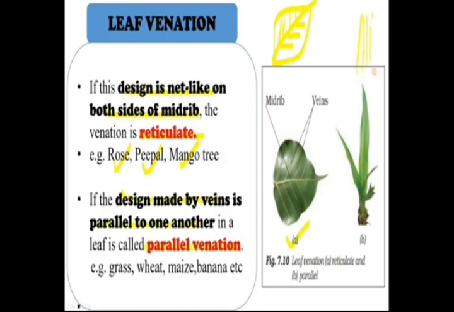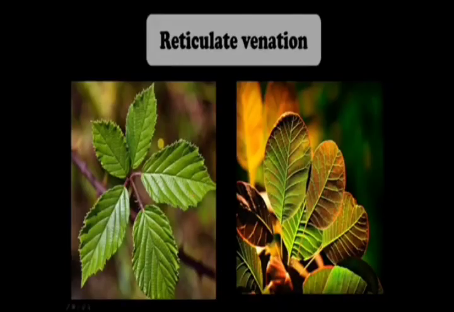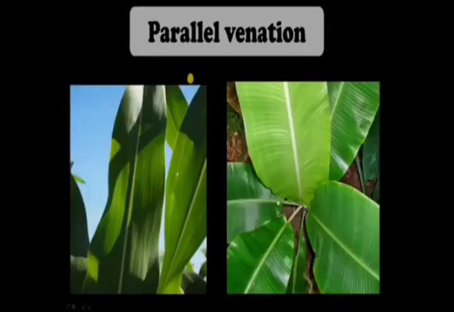If the veins are parallel like this, that venation is called parallel venation. Examples are grass, wheat, maize, banana, etc. These are all parallel venation. Look at here. The first you can see reticulate venation. Okay, reticulate venation is different. You can look at here. You can see the veins are opposite.